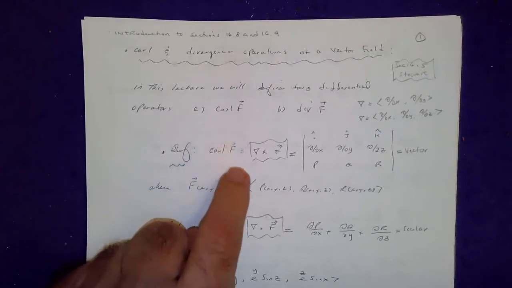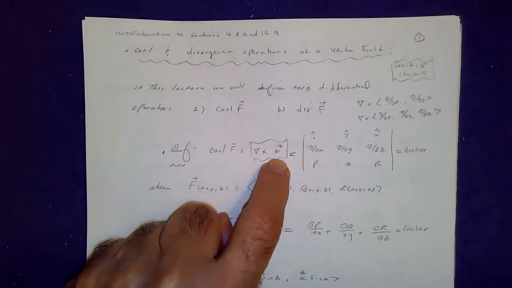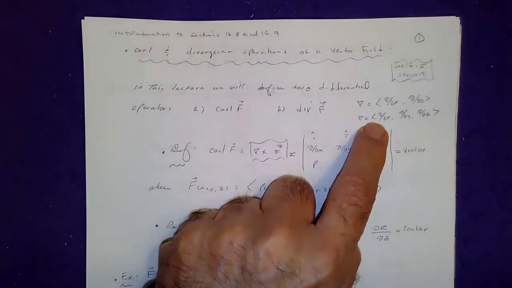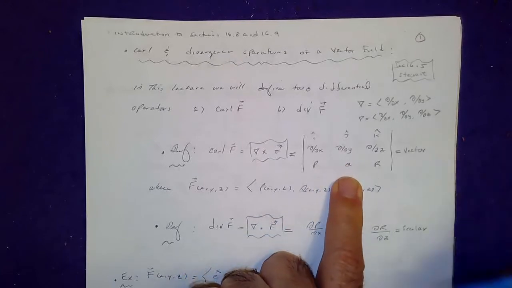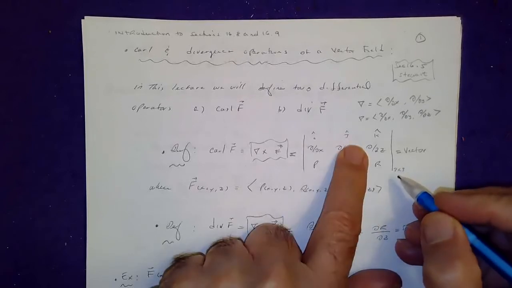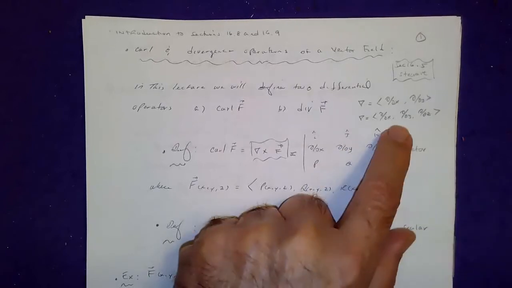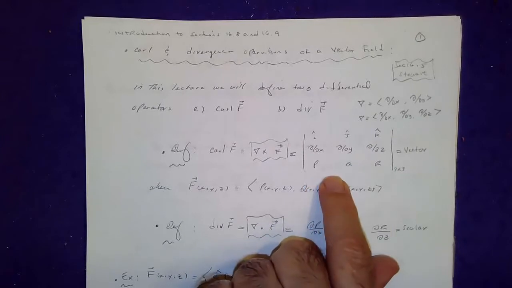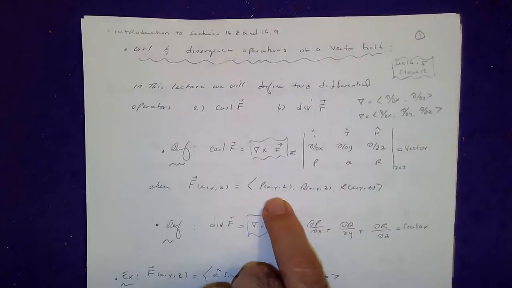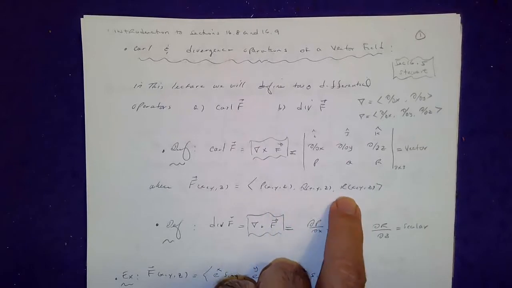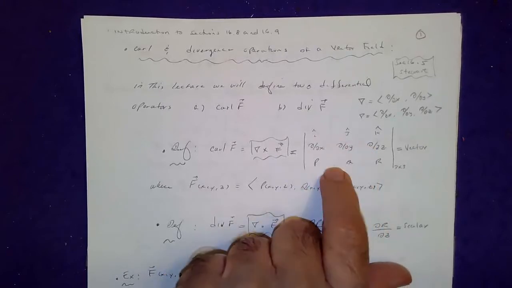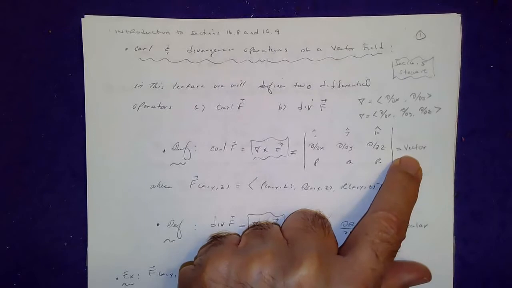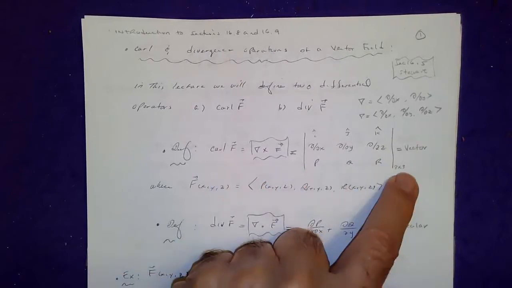The next one is called the curl of f, which is del cross f. Del is that operator, remember, the gradient operator. If you form this 3 by 3 determinant, the first row is i, j, k, the second row is the partial derivatives, and the third row is the components of the vector field in R3, namely P, Q, and R. When you perform this determinant, the answer comes out as a vector.